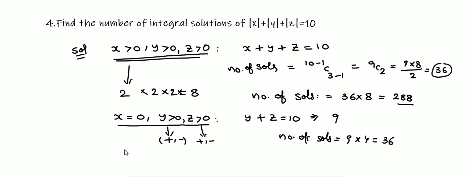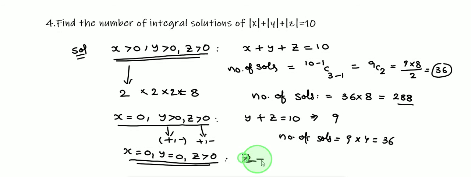Now what is the next possibility? Two of the values are 0. x is 0, y is 0, so z is not equal to 0. Suppose z greater than 0. So in this case you would get two ways, z equal to 10. When z equals 10, z can be plus 10 or minus 10. So two possibilities, right?